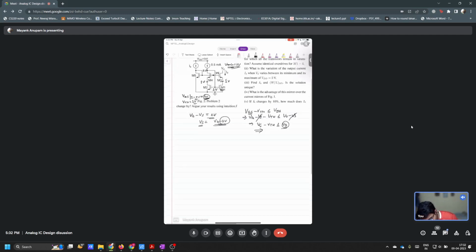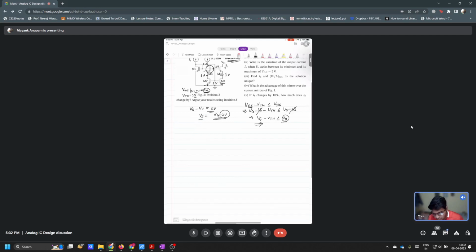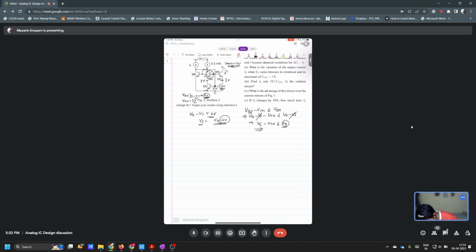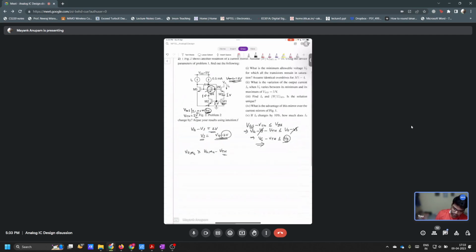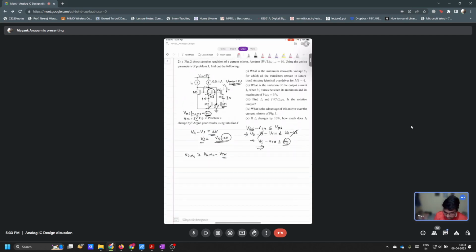Now let's talk about M2, M4. See, for M4 to remain in saturation, the drain to source voltage, basically the drain of M4, let's call it VD of M4, has to be greater than VG of M4 minus VTH, correct? That has to happen, otherwise this transistor will go away, right?